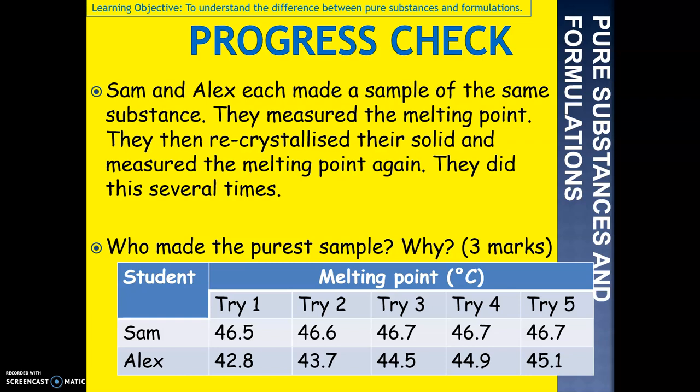So Sam and Alex each made a sample of the same substance. It is unknown at the moment. They measured the melting point. They then recrystallized, so made it into a solid, and then measured the melting point again. They did this several times, so repeated the experiment. Who made the purest sample and why? Give a reason why, and this is 3 marks.